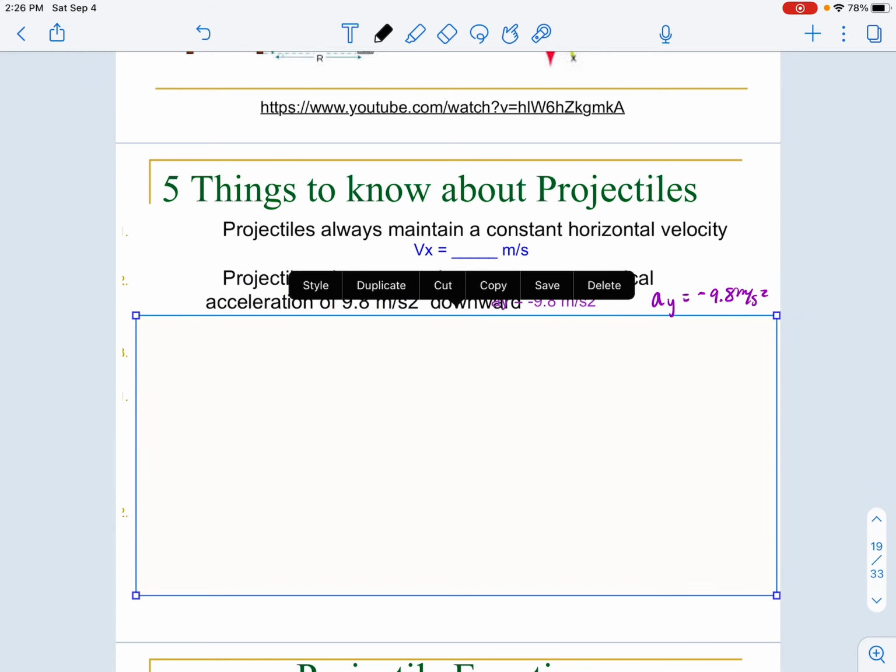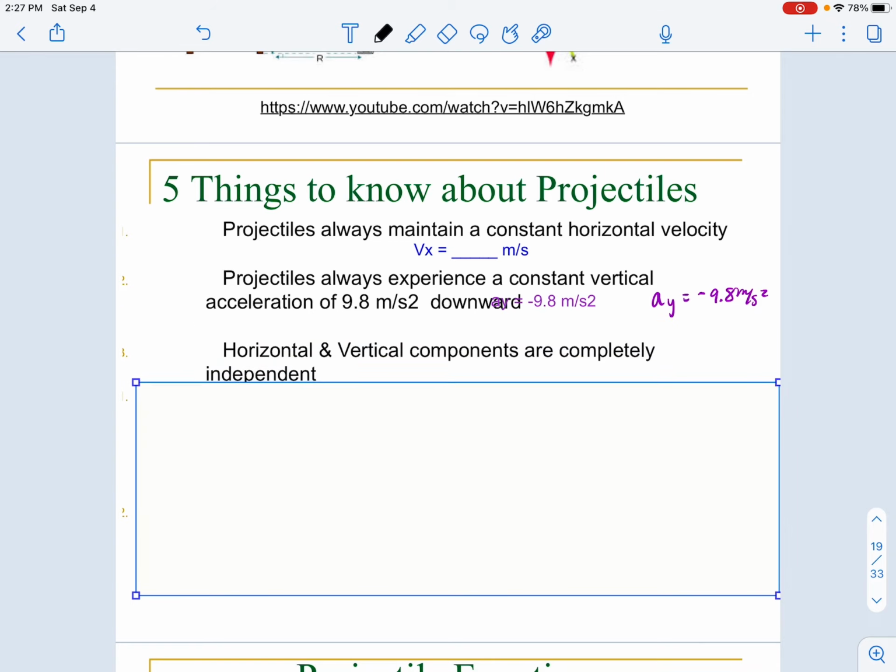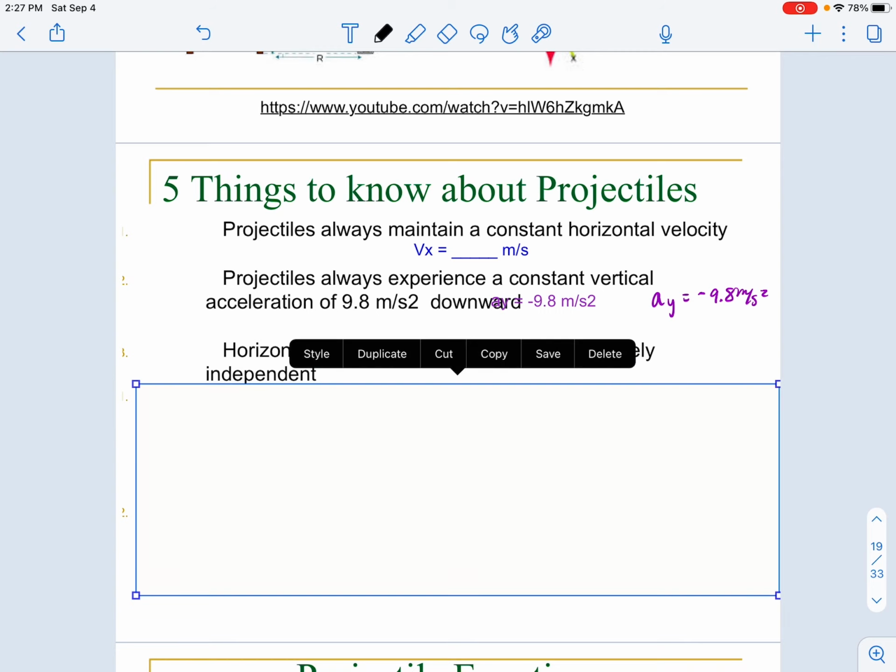Here it says projectiles always experience a constant vertical acceleration of blank meters per second squared downward. So I wrote to the side A in the Y direction. So whenever we are doing calculations along the Y axis, we will always use negative 9.8 meters per second squared as our acceleration in those calculations. The next thing here says vertical and horizontal components are completely independent. And so that's what we discussed on the very first slide.